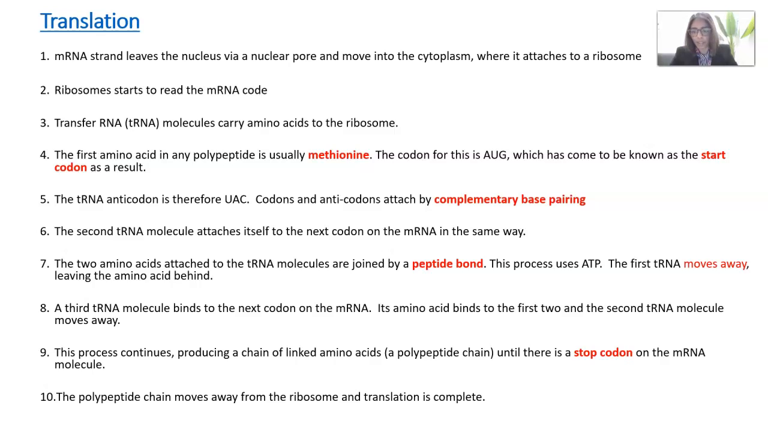Now, this process keeps happening, and it will continue as the mRNA is read through the ribosome until a stop codon has been reached. Once that's happened, the polypeptide chain will move away from the ribosome because translation has been completed. It will, of course, move to the other organelles to help package and process that newly formed polypeptide so that it can become a functional protein.